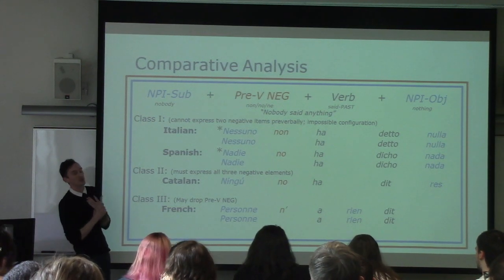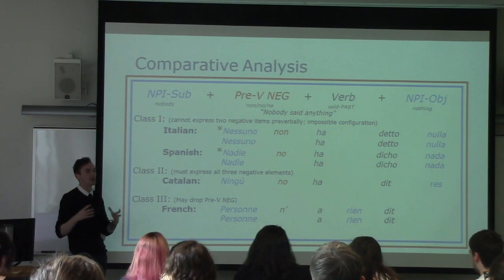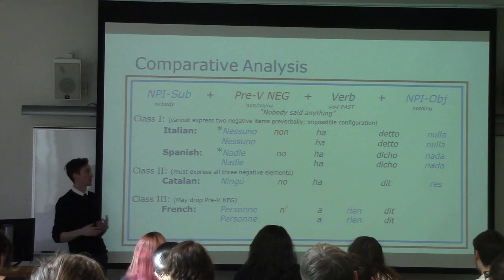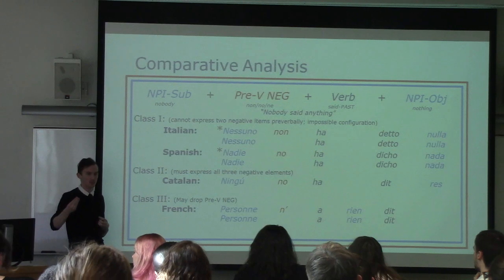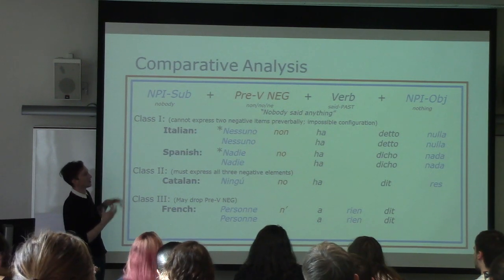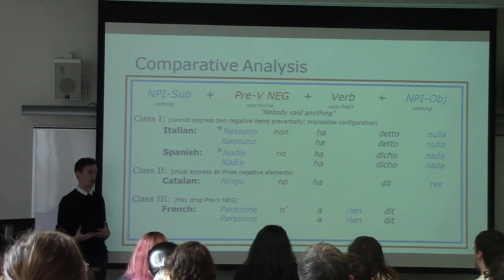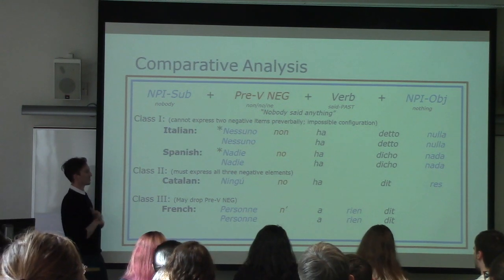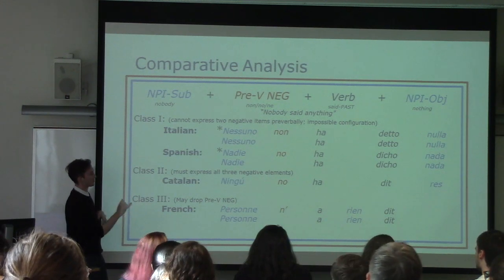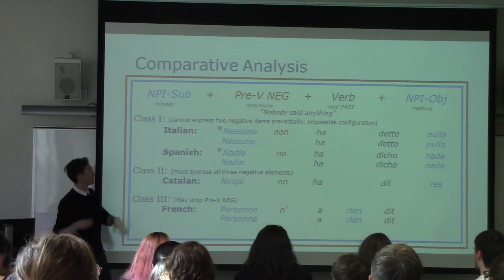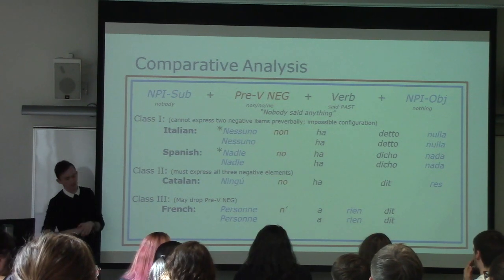Catalan patterns similarly to the previous slide in that all three elements crucially must be expressed to express the same semantic meaning. If the preverbal negation particle is omitted, grammaticality would be compromised, and if either of the negative polarity items were omitted, semantics would change. Again, similarly, French can pattern as either of these two classes, with the expression of all three elements like Catalan, or the omission of the preverbal negation particle like Italian and Spanish.